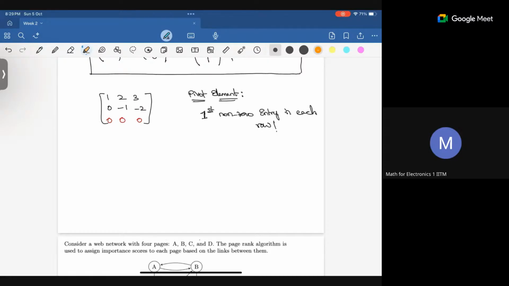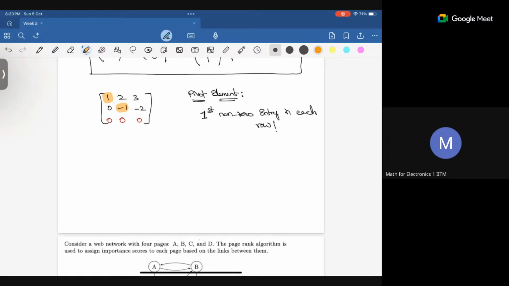So in the first row, the first non-zero entry is 1. So this is the first non-zero entry, right? So that's it. Each row will have only one pivot element because we are only interested in the first non-zero entry in each row. And if you go to the second row and try to identify the pivot element, you will see that the first entry is 0. Therefore, it is not the pivot element. The second entry is a non-zero entry. Therefore, that is a pivot element.